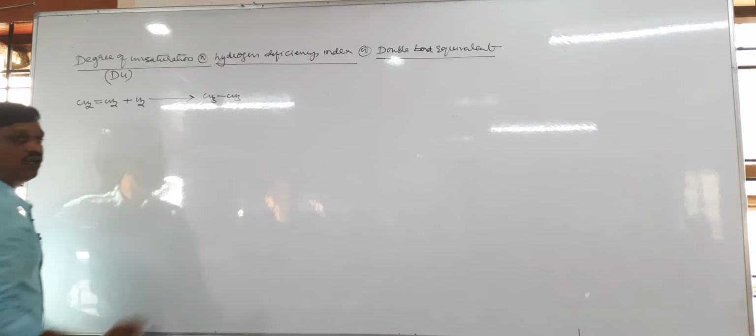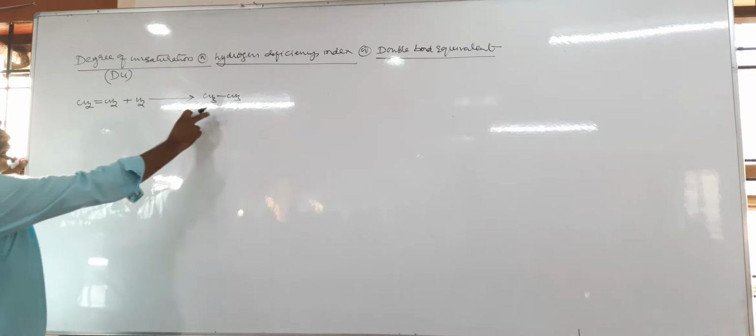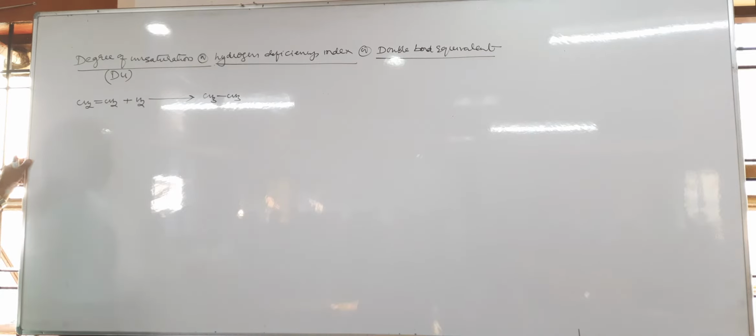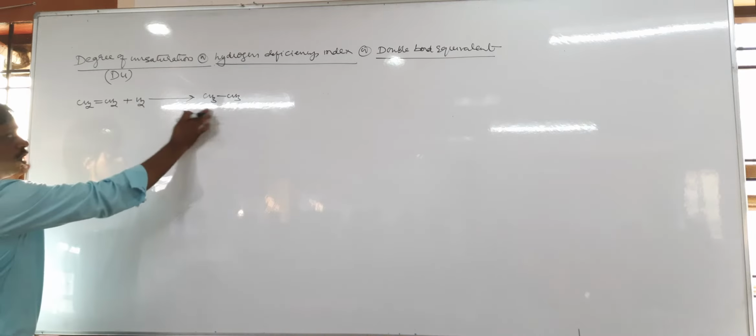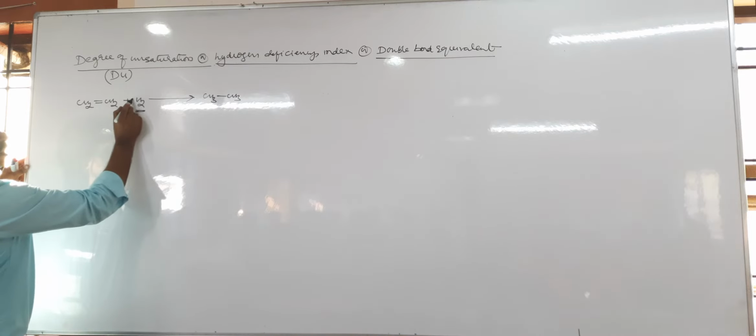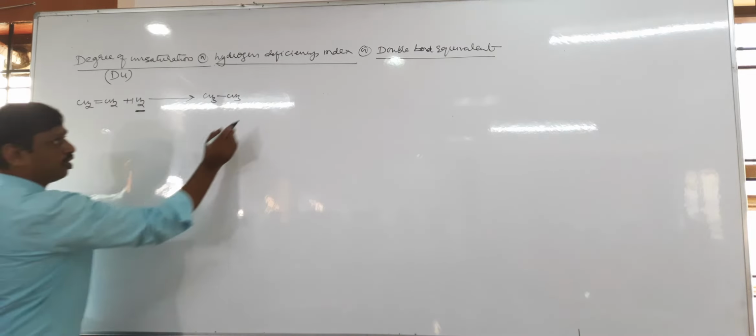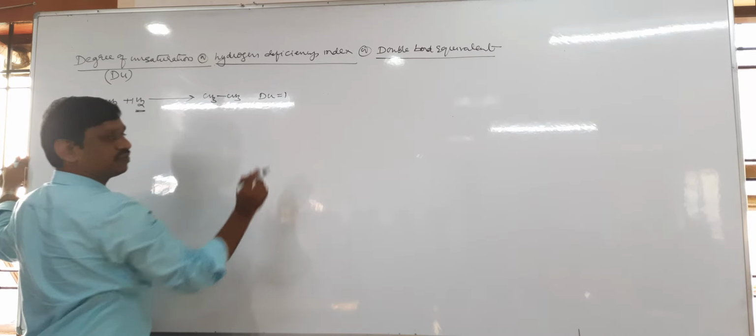CH3, which is called alkane. It is a saturated hydrocarbon. Now tell me, to convert alkene into alkane, how many moles of hydrogen are used? It is 1 mole. Therefore, its DU equals 1.